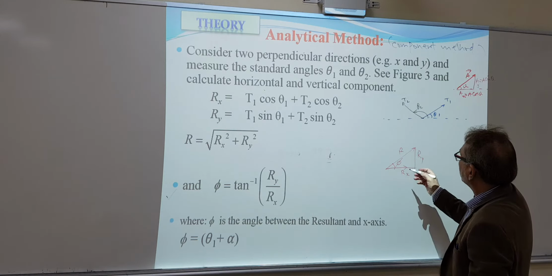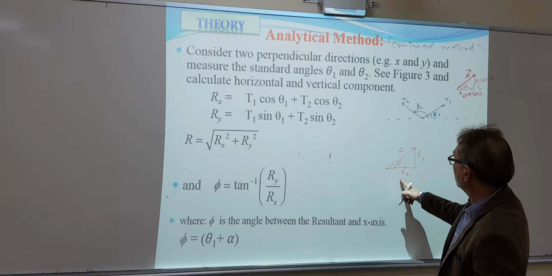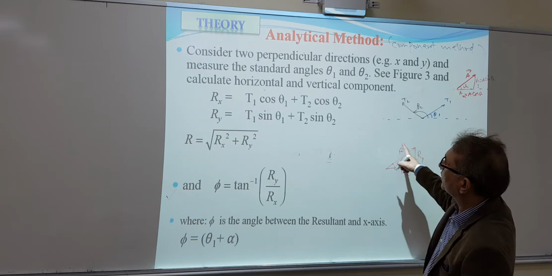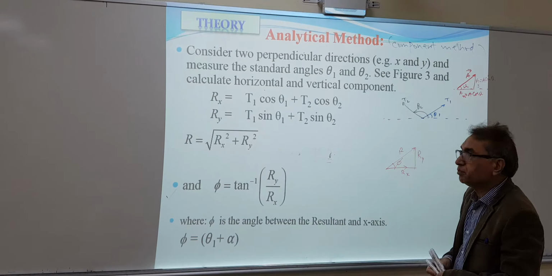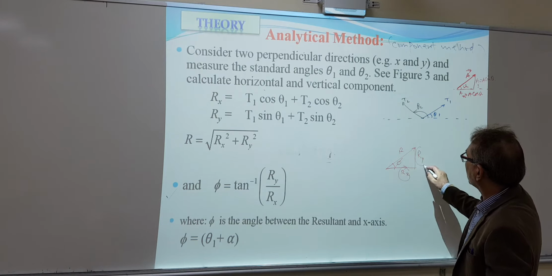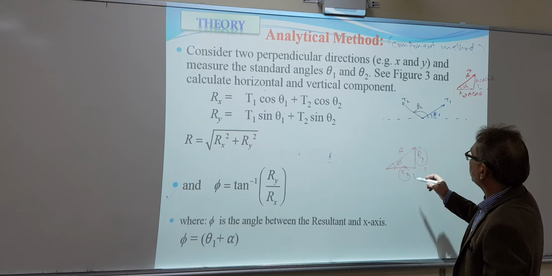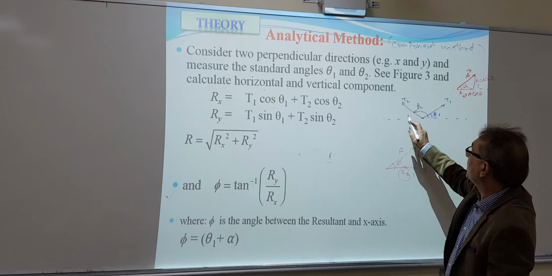Right. Now, you have to go with the Pythagoras theorem, the square root of Rx squared plus Ry squared, and you will get the magnitude of the resultant, right? So it means we need Rx and Ry. For that purpose, we get the x and y components of this vector and similarly of this vector.